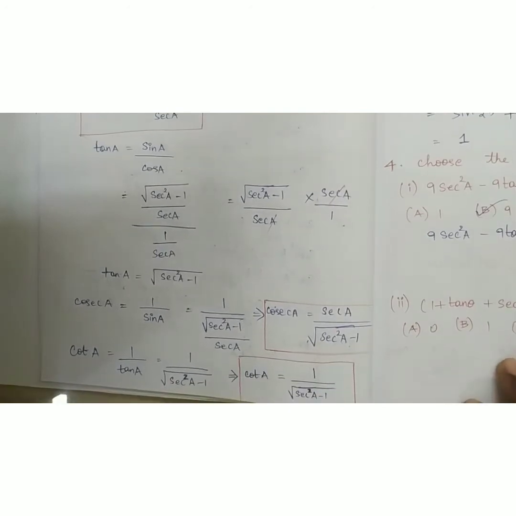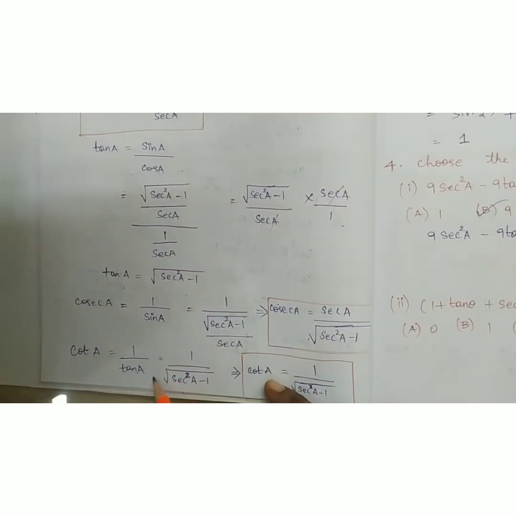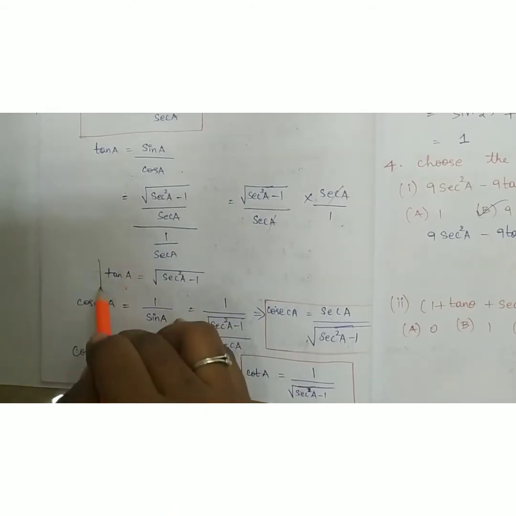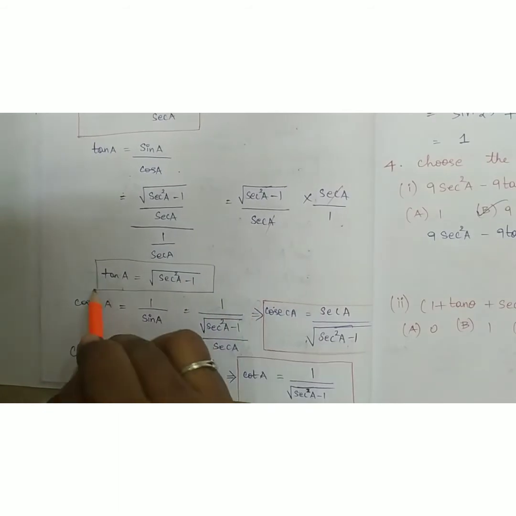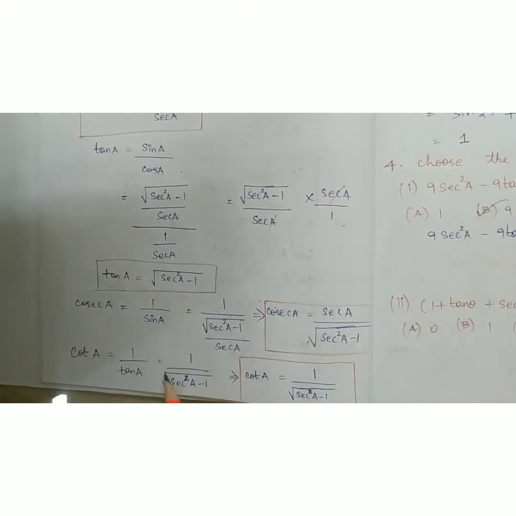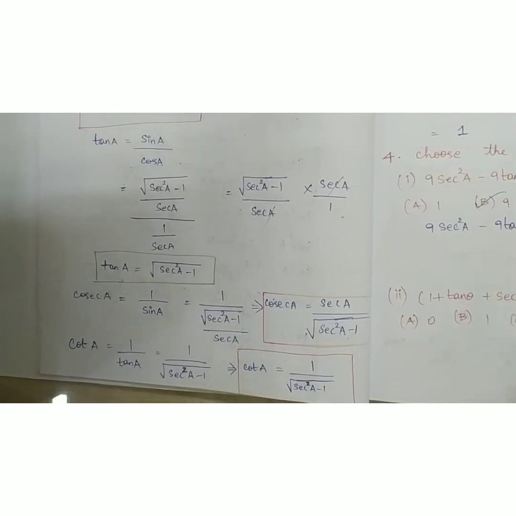Next, cot A. Cot A is 1 by tan A. What is the value of tan A? Tan A equals root of secant square A minus 1. So you have to substitute here. So cot A equals 1 by root of secant square A minus 1. So all the trigonometric ratios are expressed in terms of secant A.